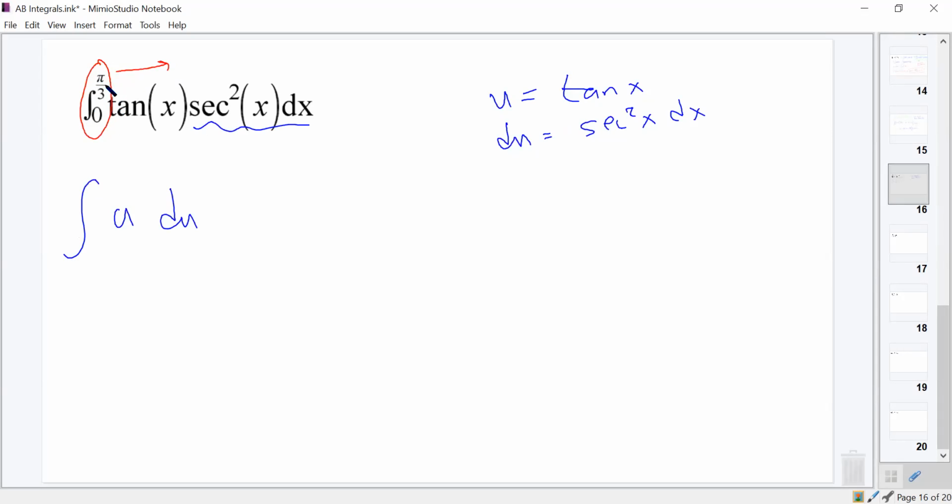What are these 0 and pi over 3? They are x values, aren't they? But I can't plug in x values to an integral with u's. So we have to go in and say, well, if u is equal to tangent of x, then if x equals 0, tangent of 0 is 0, which tells us that u is equal to 0. So this lower limit can stay as a 0.